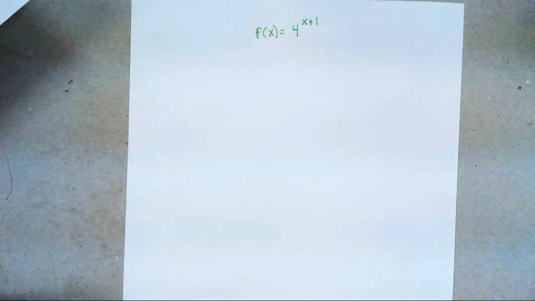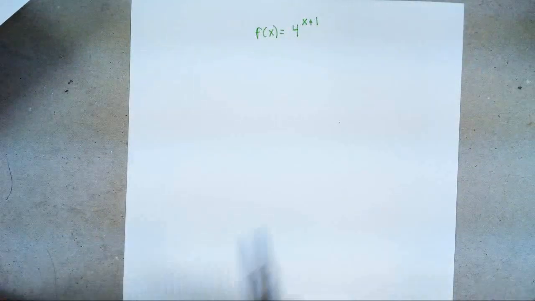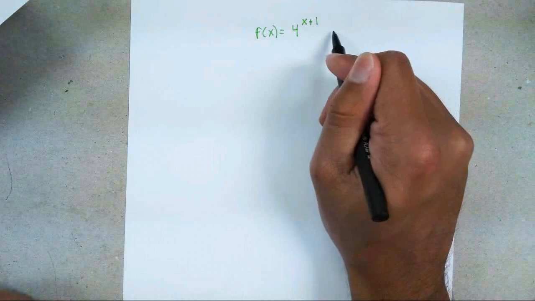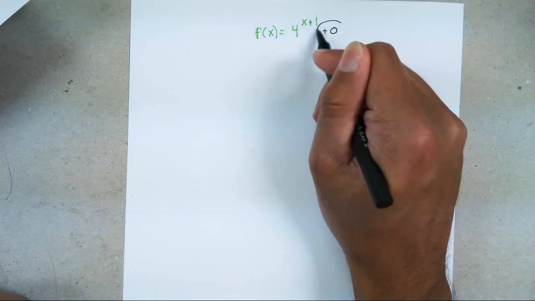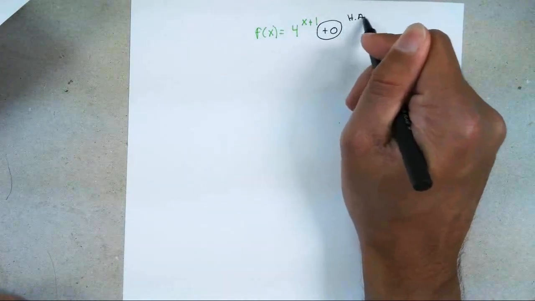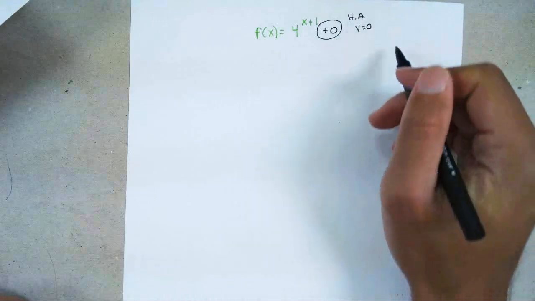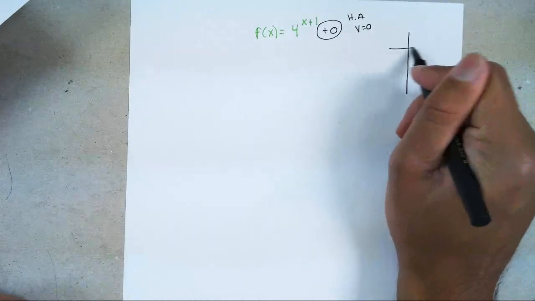f of x equals 4 to the x plus 1. So once again, try to find your HA. Is there an HA? No, there's an imaginary plus 0. So you know your HA is at y equals 0. That's important to know because it can't cross that line. So now we have to set up our x and y table.